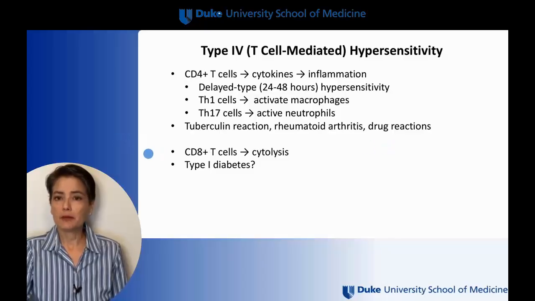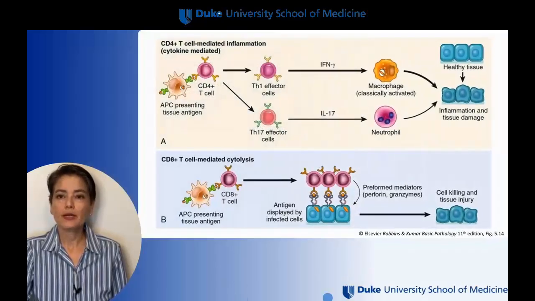Now, in the textbook, it mentions CD8 positive T cells directly lysing cells, and they suggest that this can be a mechanism in type 1 diabetes. This is not entirely well demonstrated, but I'll show you an example in a moment. So let's look here again at a figure from your textbook.